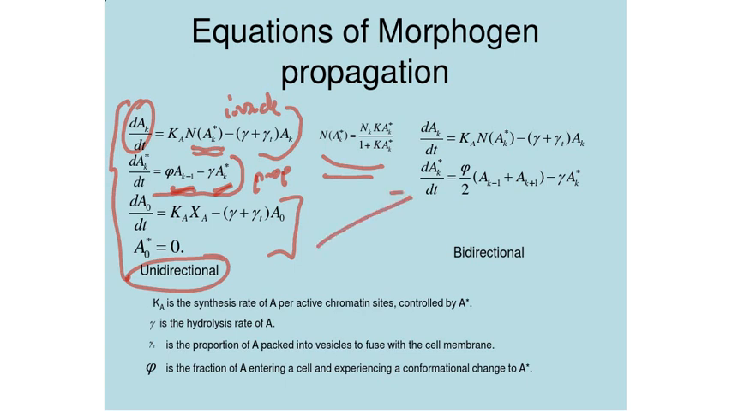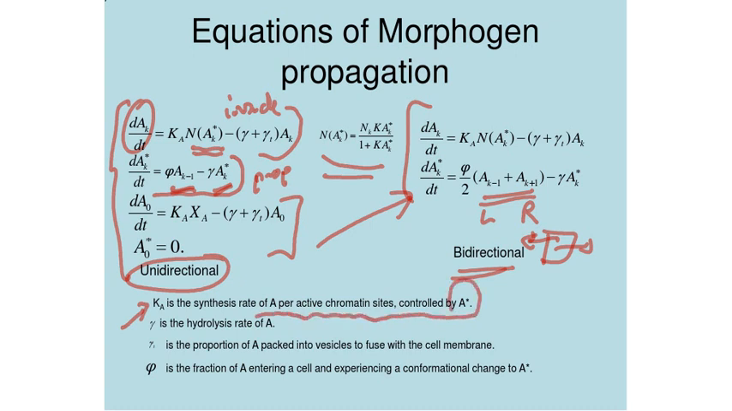These are changed for a bidirectional case, that is when it can go in both directions in a cell. Then you change this flux by adding what happens on the left and what happens on the right. Okay, so these are the different parameters. K is the synthesis rate of A per active chromatin site, controlled by this A star that appears when the element acquires modification crossing the membrane. Gamma is a hydrolysis rate. Gamma T is a proportion of A packed into vesicle. This is our model here. And phi is the fraction of A entering a cell when experiencing a conformational change to A star.